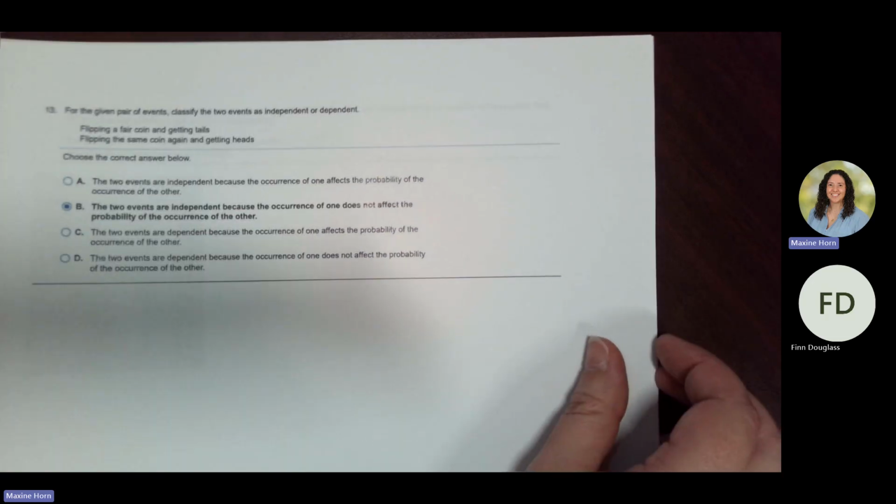But it doesn't affect the next one that happens, right? So that's what they're trying to get you to understand here: just because you flipped a coin and got something specific, that doesn't change what happens the next time you flip that same coin. Okay. All right.